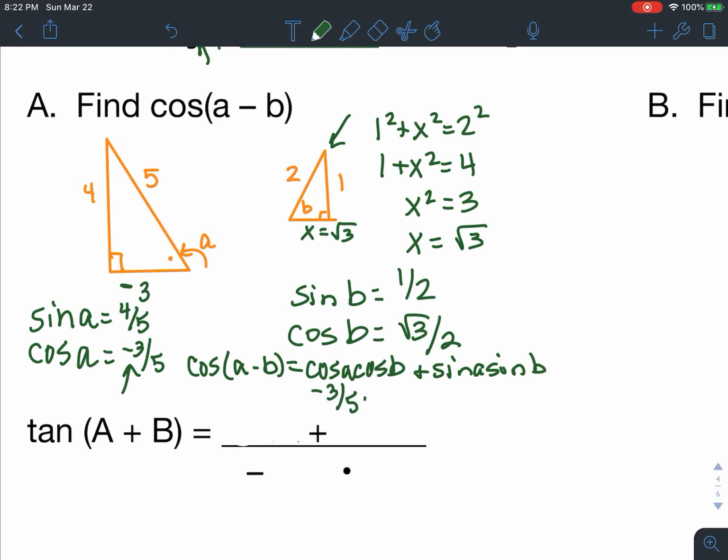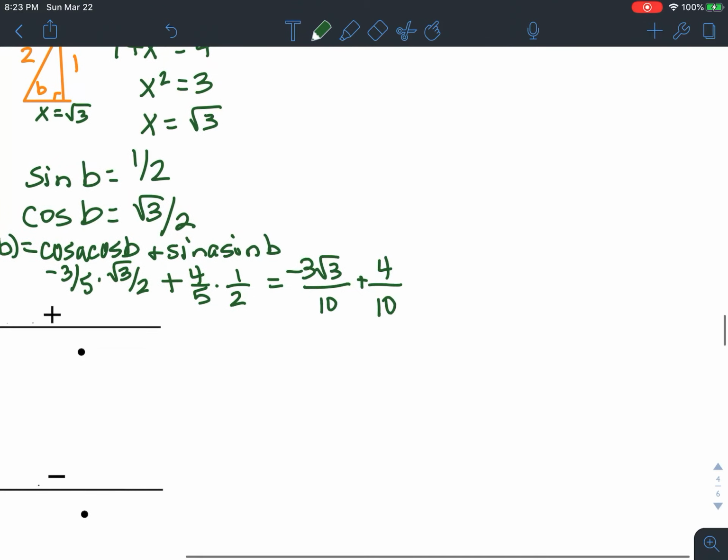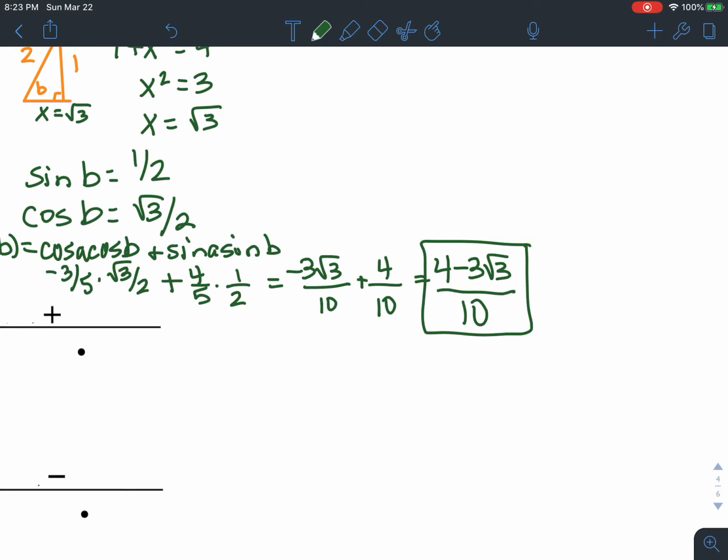Cosine of A is negative 3/5. Cosine of B is radical 3 over 2. Plus sine of A is 4/5. And sine of B is 1/2. So negative 3 radical 3 over 10 plus 4 over 10, which equals 4 minus 3 radical 3 all over 10.